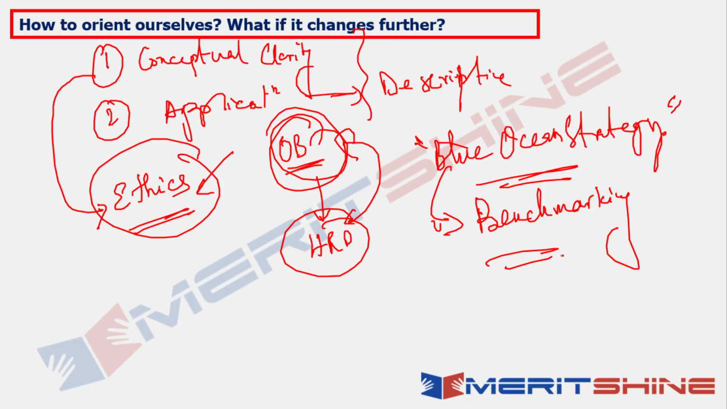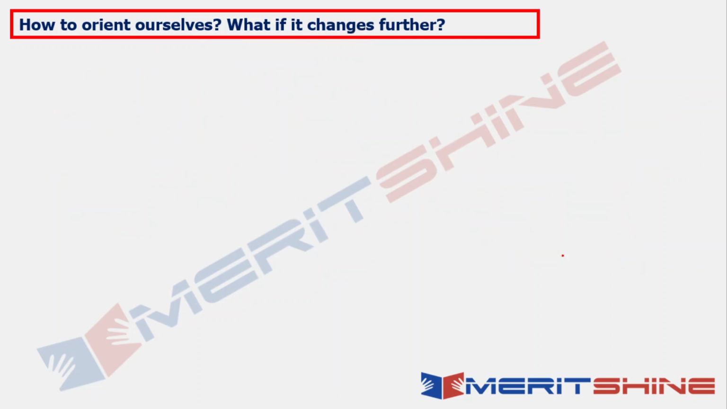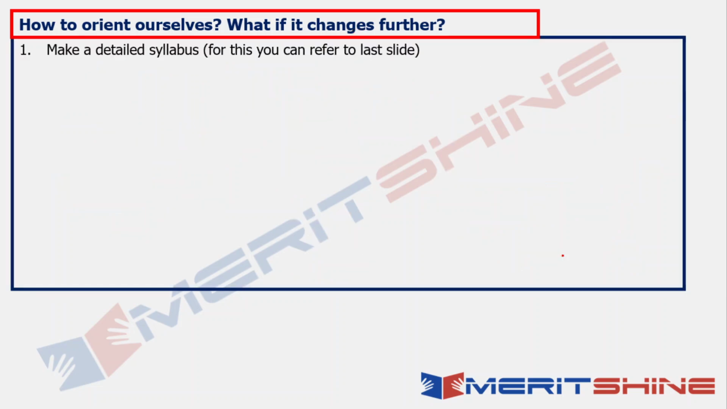So how do we orient ourselves, and whatever changes further, these two can be combined together to make our strategy, and that's where I would help you. How to orient yourself? First, make a detailed syllabus. Now for this, I have made your work easier. Refer to the last slide and your detailed syllabus is there. You don't have to make your own detailed syllabus. The only thing you should remember is that though the 2020 syllabus did not contain HRM, you should make it a part of your studies too.